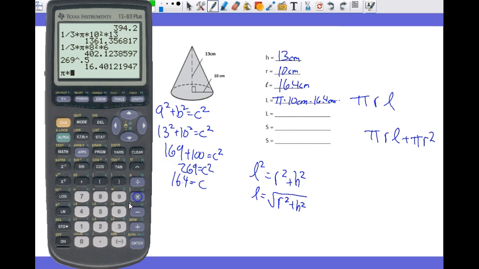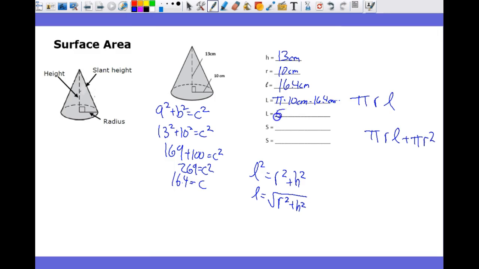Pi times 10 times 16.4. Yep, 515.2 centimeters.